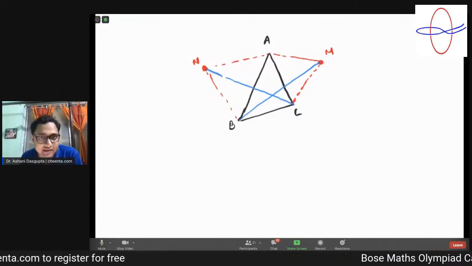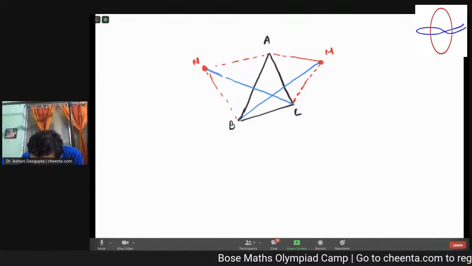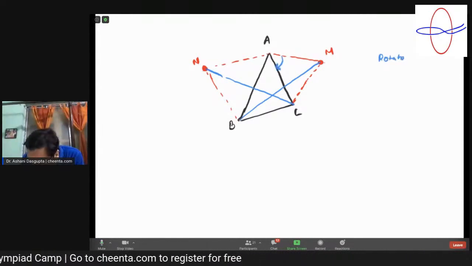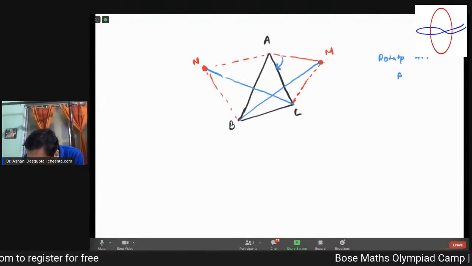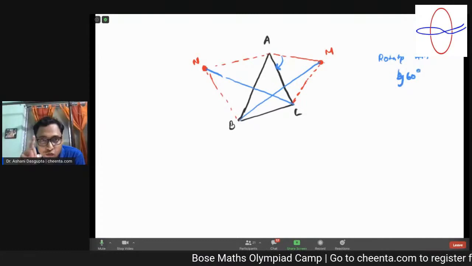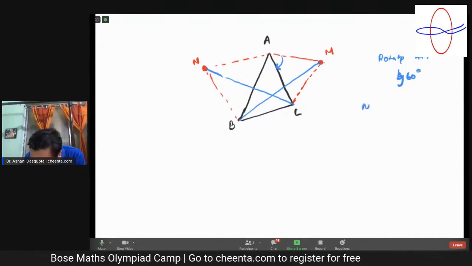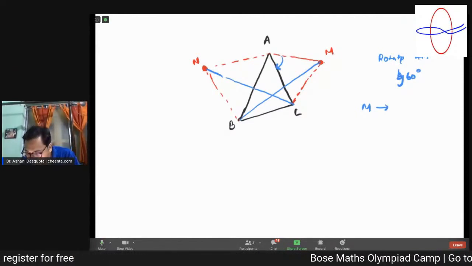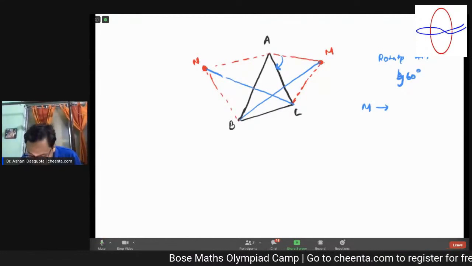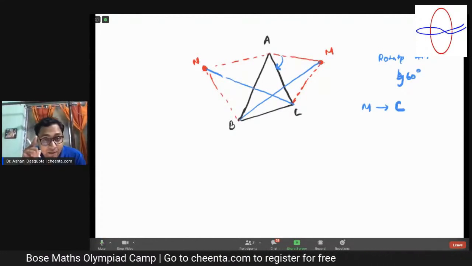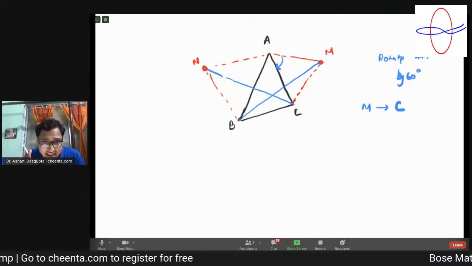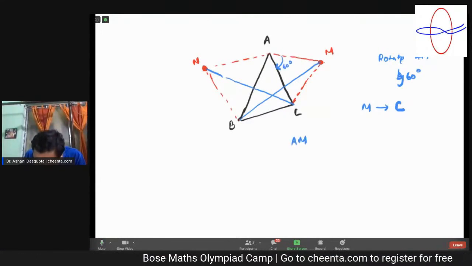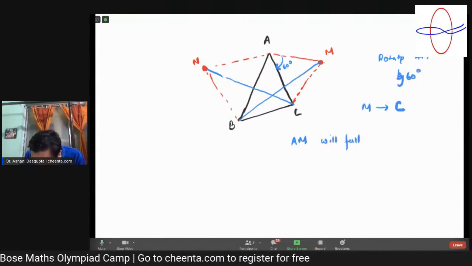And what happens here? Well, we rotate AM by 60 degrees. If you do that, where will M go? Adrija, can you tell me where M will go if you rotate AM by 60 degrees? Well, it will go to C, isn't it? M will go to C. Why? Because this angle is 60 degrees, so AM will fall along AC.